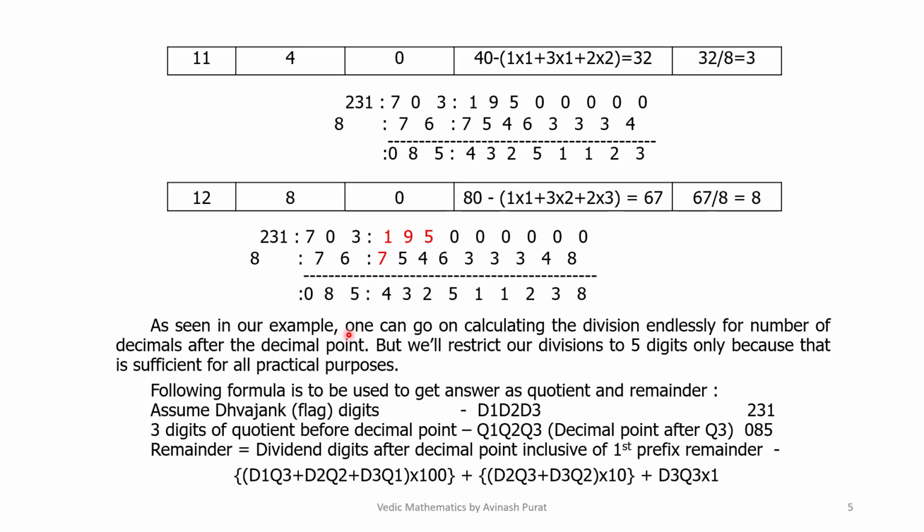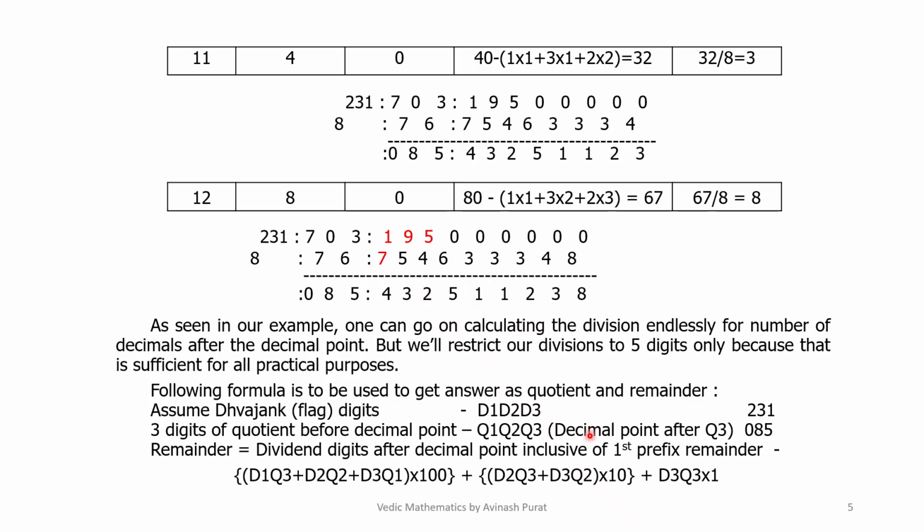As seen in our example, one can go on calculating the division endlessly for any number of decimals after the decimal point, but we will restrict our divisions to 5 digits only because that is sufficient for all practical purposes. Now, the following formula is to be used to get the answer as quotient and remainder. Assume Dhvajanka or flag digits D1, D2, D3.